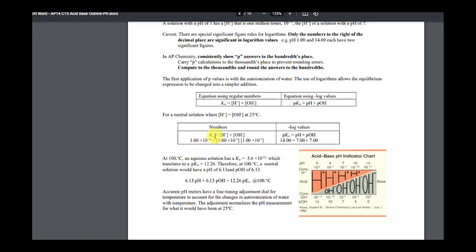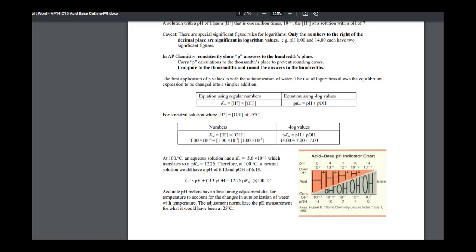And don't forget the Kw here, where if you have the molar concentrations, this is going to be a critical piece of information that you'll end up using. And this is good for 25 degrees Celsius. If the temperature changes, then the Kw changes, and then you've got some complications which are shown in further reading on this outline.